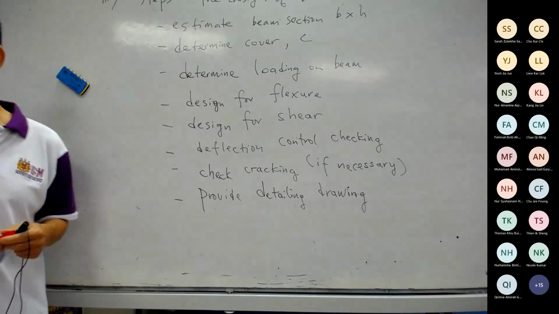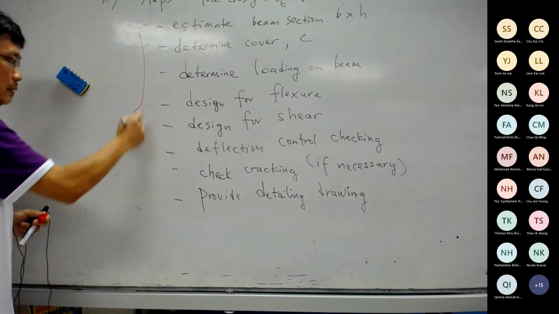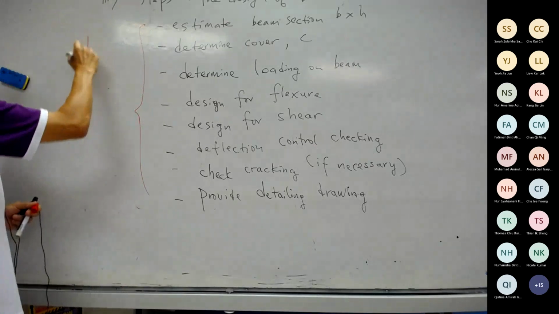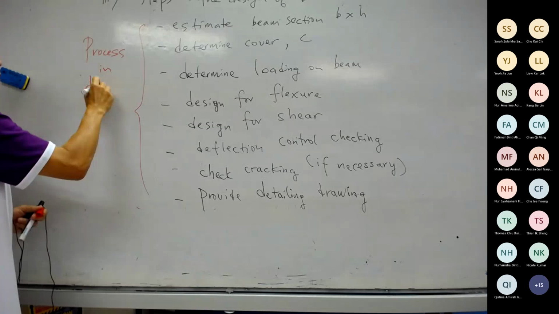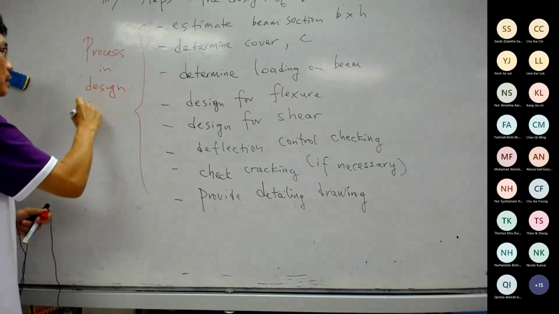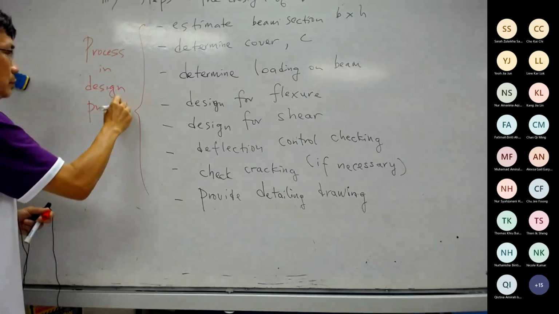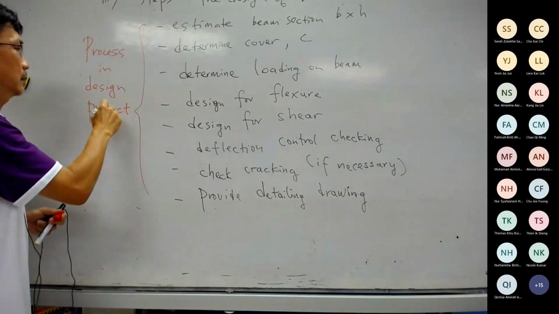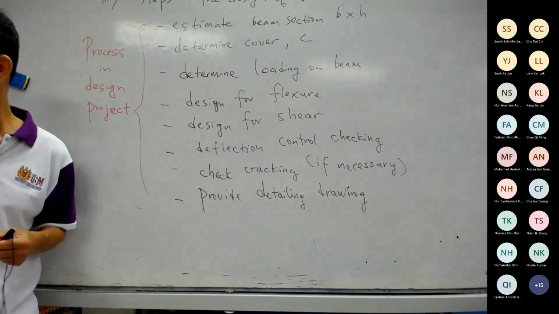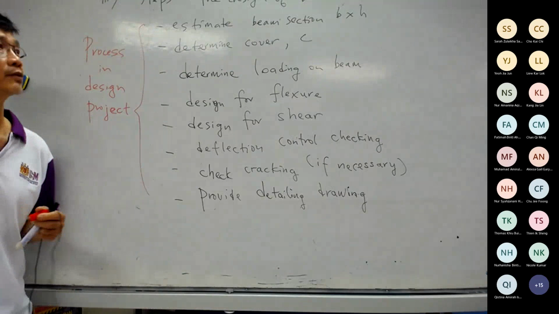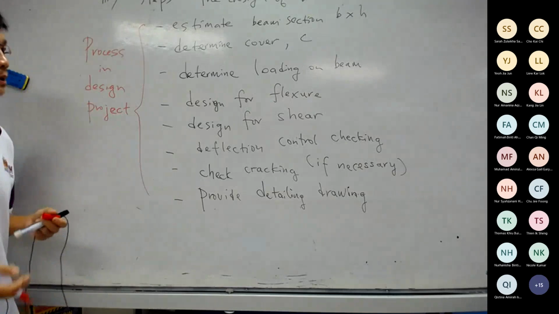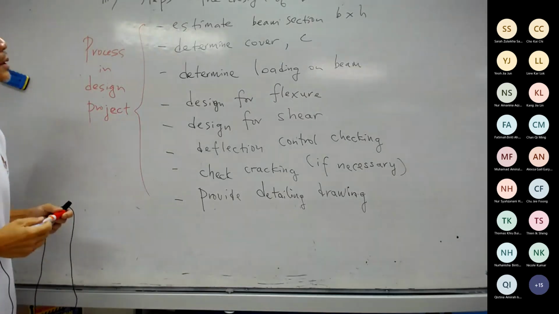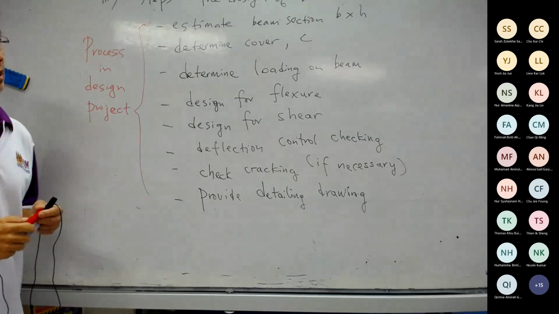And class, these are the process in the design project that you go through. You start earlier on with architectural drawing, and you start on with the key, finally come up with the layout of the beams and columns, where you have slab, where you don't have slab. And so this we expect to see in your design project.